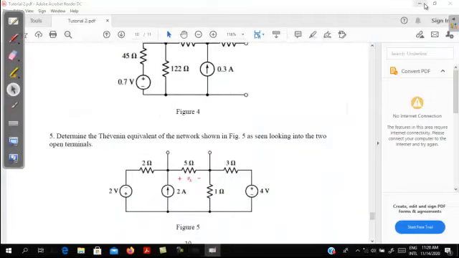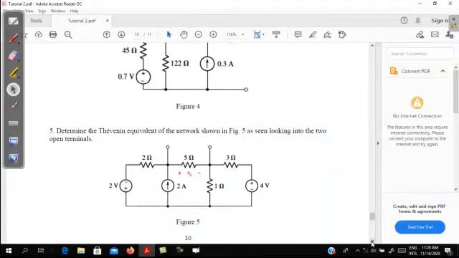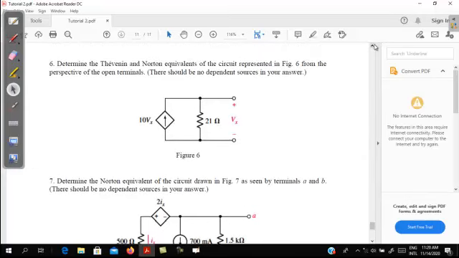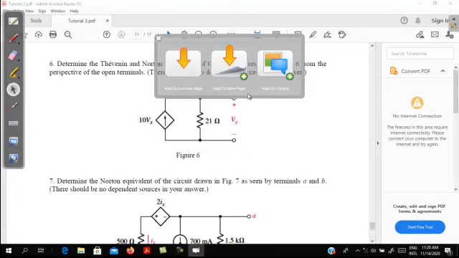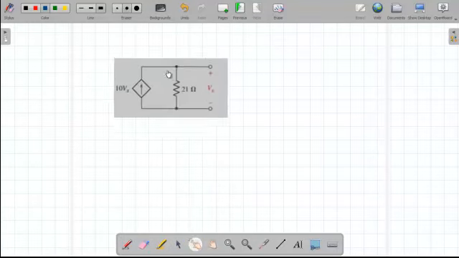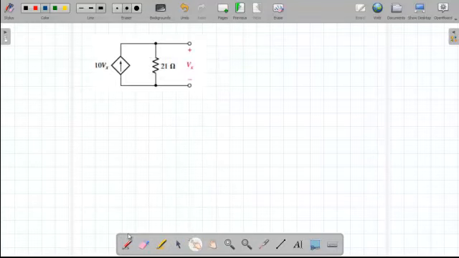For question number 6, we have a circuit that we need to find the equivalent of. So here we need to find the Thevenin equivalent for this circuit. Now, please note that this circuit has only a dependent source. So what we need to do now is assume a test current, because the circuit does not contain any independent source.